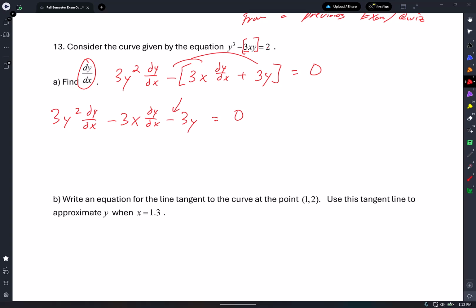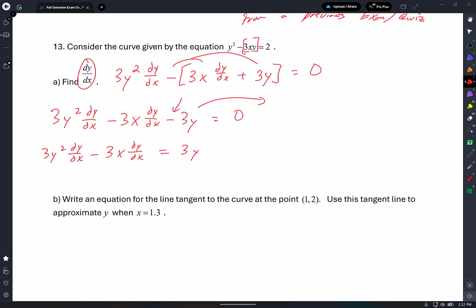Equals 0. So it's algebra that's going to hurt you guys. Move the 3y to the right. So 3y squared dy dx. And I know I'm going slow. Some of you I know can already just factor out immediately and just get your solution. But I want to make sure that everyone gets it.